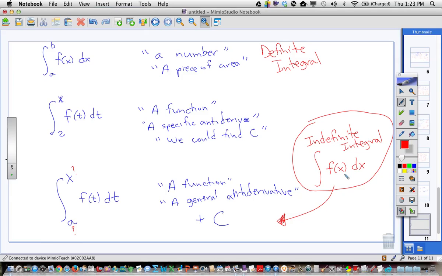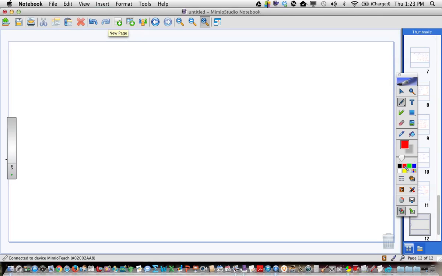All right, so what's that mean? Well, that's what our gateway test is going to look like. The gateway test will have a few definite integrals. It's going to be mostly indefinite integrals, where we're just doing the antiderivative. All right, so let's do a real simple one.